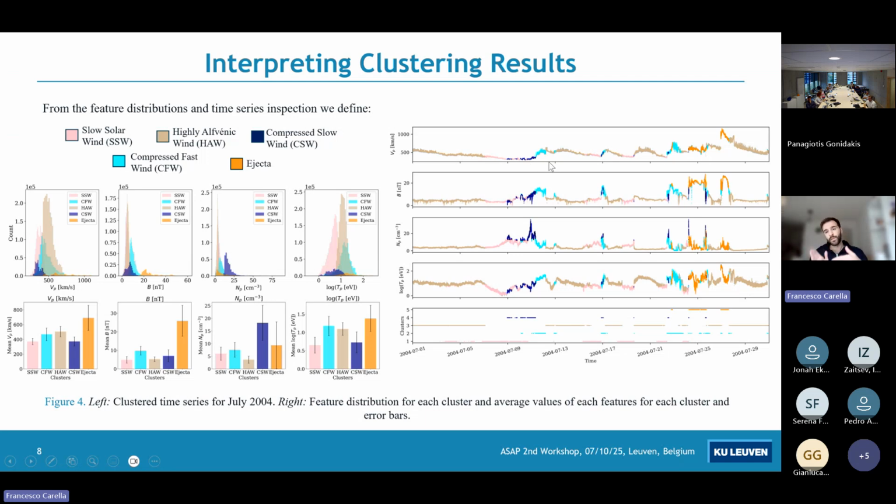So compressed slow wind is that type of wind that comes... So what happens when you have an SIR? An SIR is a stream interaction region. You have the slow stream that comes, then there is the fast stream incoming. So what you have first is the compression of the slow wind. Then what you see later is the compression of the fast wind, and afterwards you can see the fast high-speed stream. And that's what you actually see in this cluster time series. The ejecta are basically the magnetically defined structures like ICMEs.